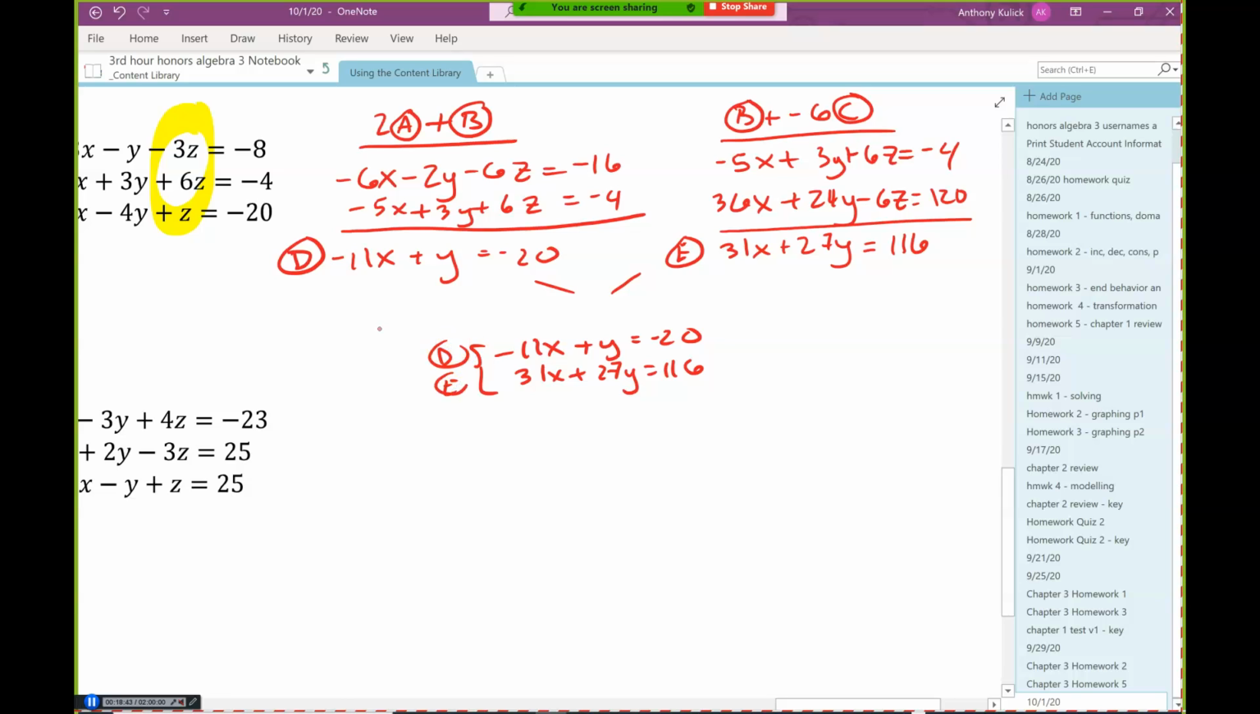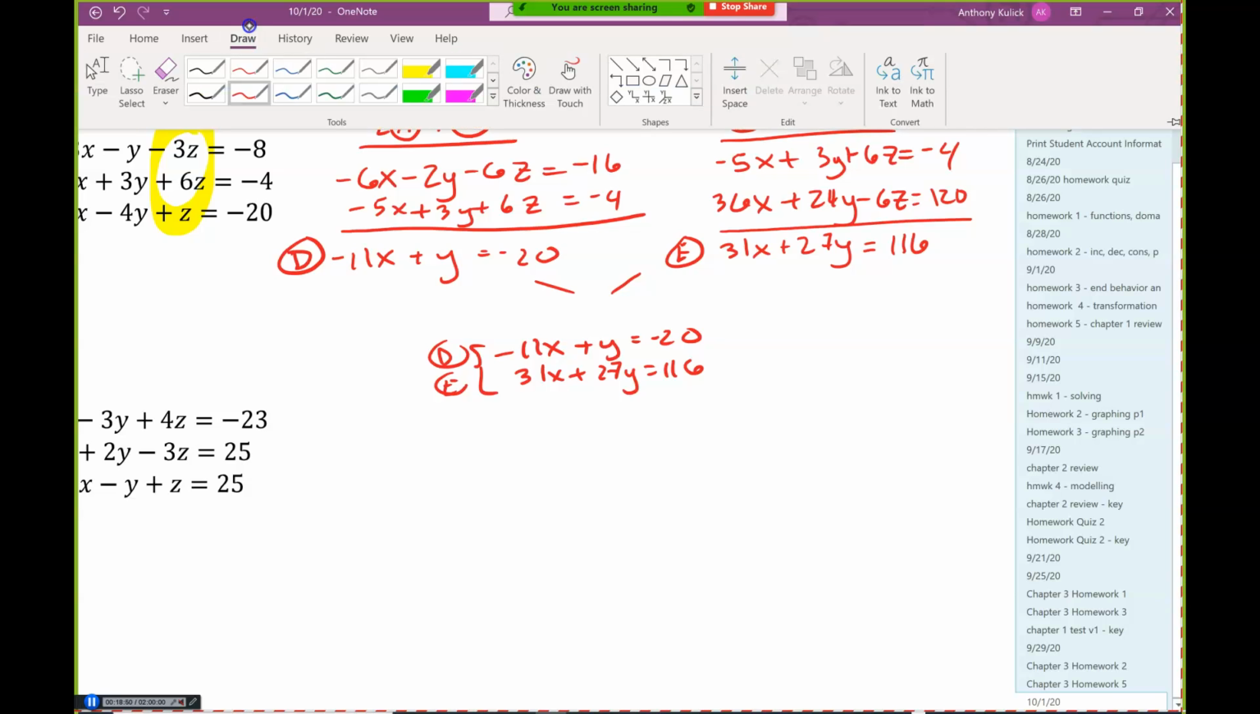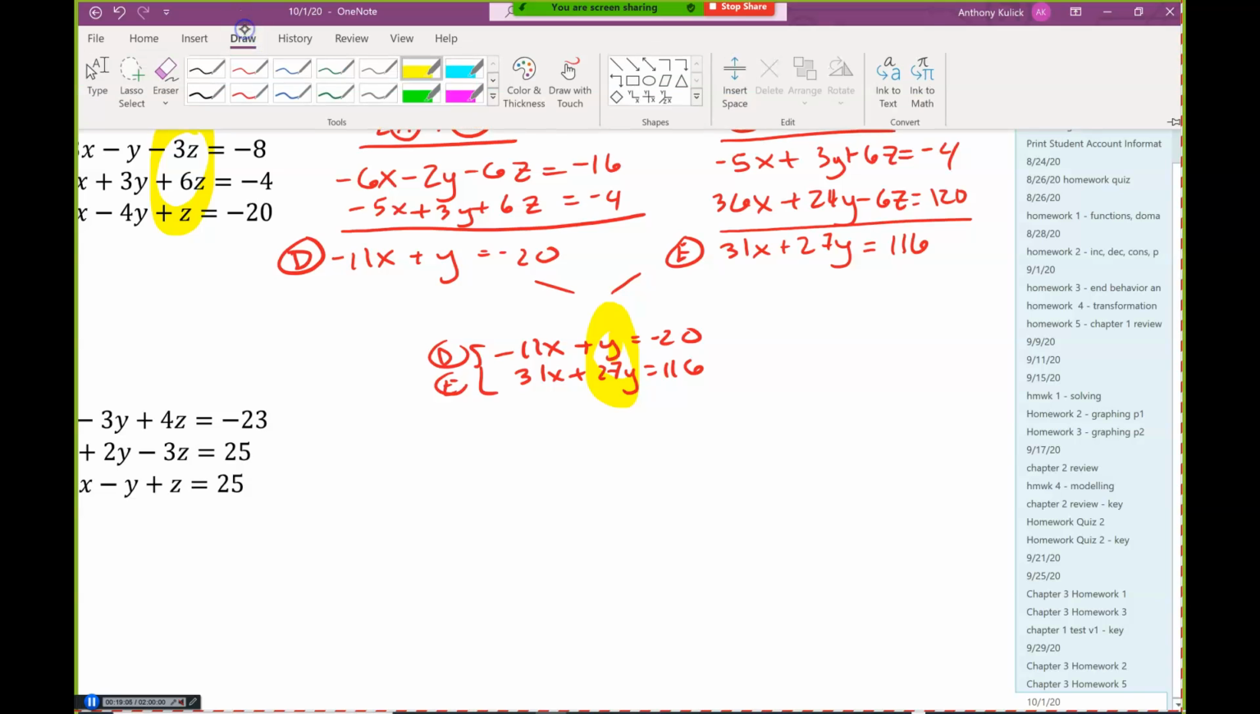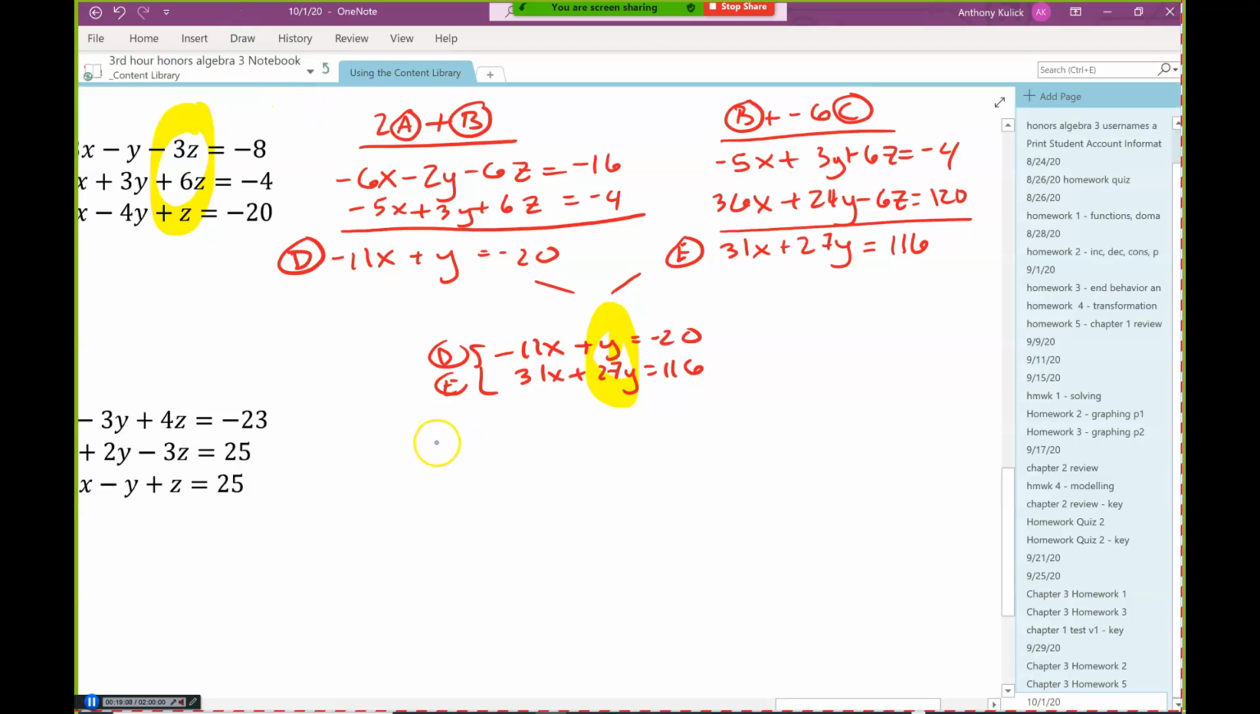Okay, which variable do you want to eliminate here? Yeah, that's what I would do also, just because you don't have to multiply both equations. You only really need to multiply one of them, right? So we'll multiply D by -27. Does that sound okay to you guys? And nobody else has seen a mistake, right? If you do, please speak up.